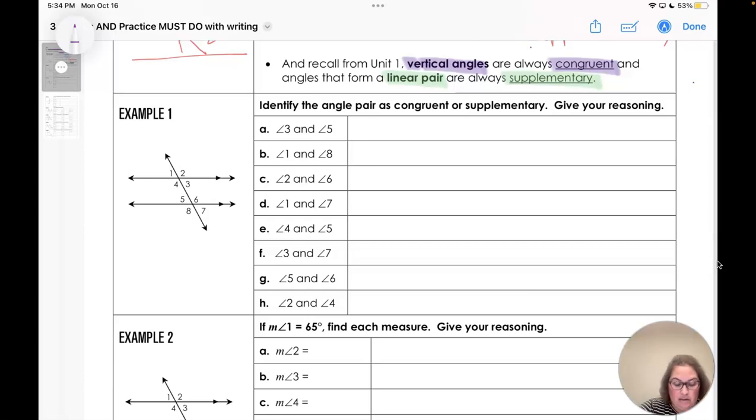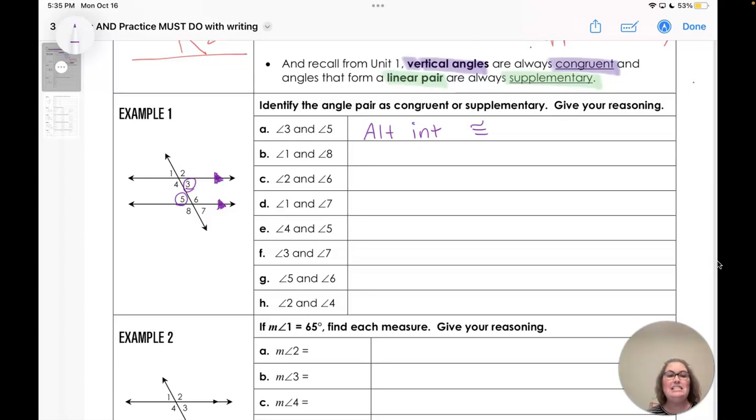We've got 3 and 5. So 3 and 5, you notice that these are parallel lines because they have the little triangle right here. So then we've got 3 and 5. Those are alternate interior angles, and that makes those congruent.